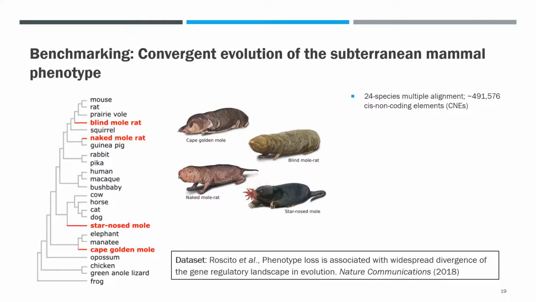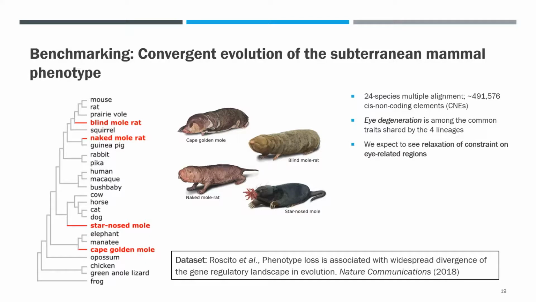And what is notable among these 4 lineages is that one of the common traits they share is eye degeneration. And in fact, they're practically blind. And so we would expect that eye-related regions will experience relaxation of constraint and therefore will have acceleration of evolutionary rate.